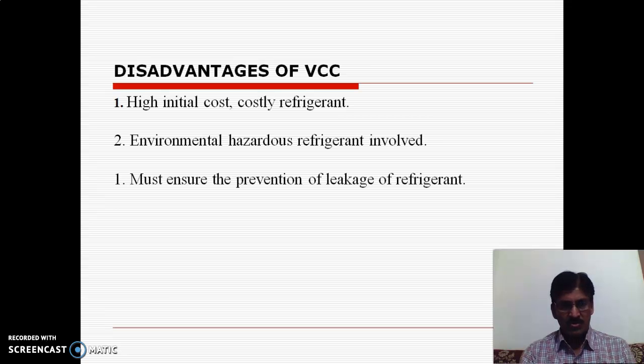the cost of refrigerant is very high, and when we are using this refrigerant in the refrigeration system or in the vapor compression cycle, then because of the high cost, we need to prevent leakages from this vapor compression cycle.